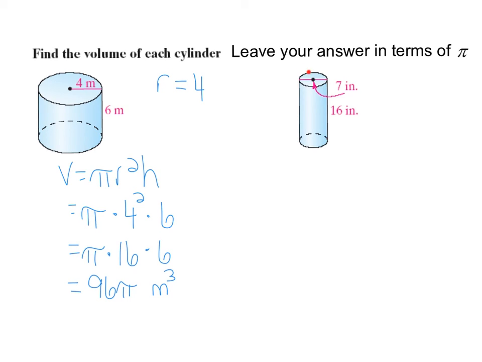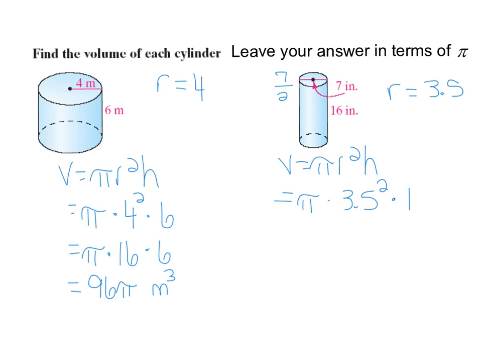What have they given me here? The radius or the diameter? They went all the way across at 7. So we're going to go halfway across. So 7 divided by 2, we're going to say the radius is 3.5. We're going to write the formula. We're going to say pi times 3.5 squared times the height is 16.